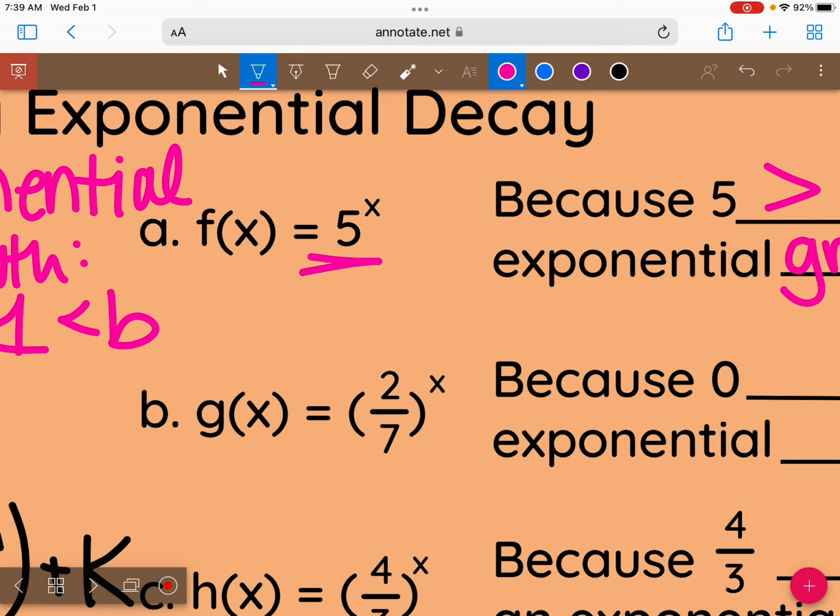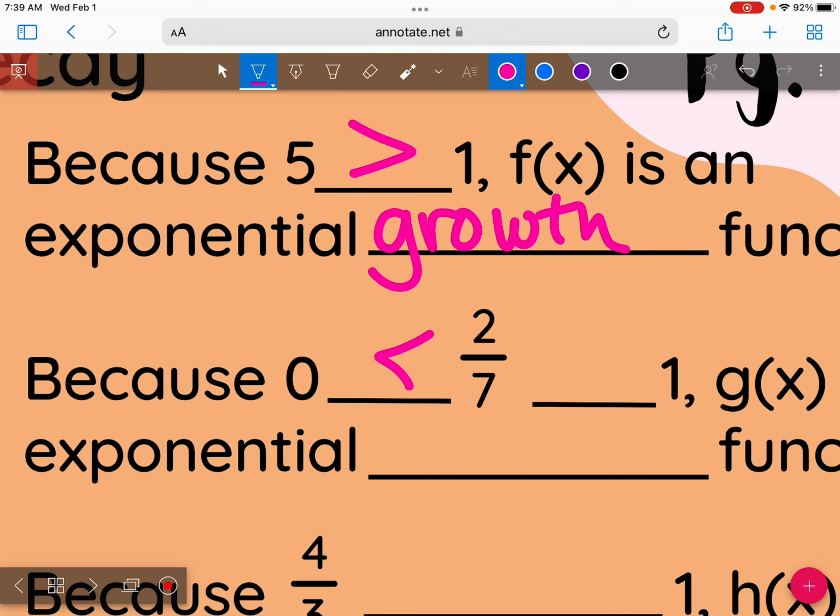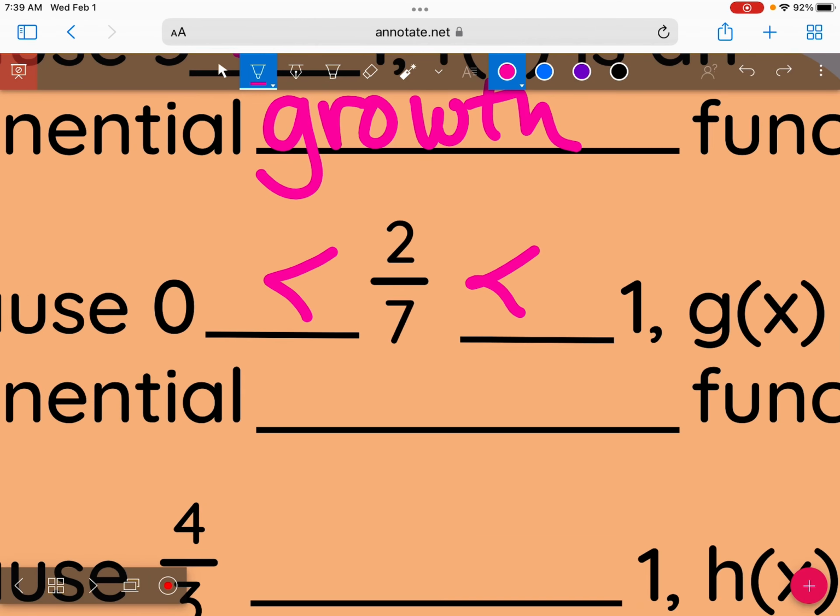For b, g of x equals 2/7 to the x power. Is 2/7 greater than 0 or less than 0? Greater than 0. And then is it greater or less than 1? Less than 1. So we know that this is what kind of exponential function? Growth or decay? Decay.